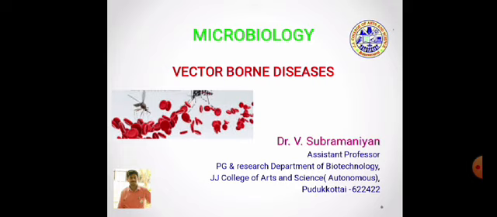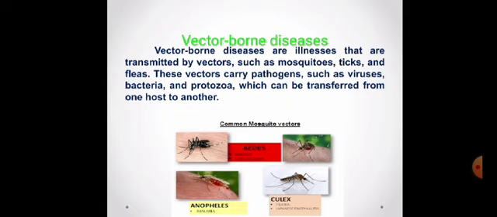In this video lecture, I am going to discuss vector-borne diseases. First of all, we want to know what vector-borne diseases are. Vector-borne diseases are illnesses that are transmitted by vectors. The vector means mosquitoes, ticks, and others. The vector carries pathogens such as viruses, bacteria, and protozoa, which can be transported from one host to another host. So, this type of disease is called vector-borne disease.